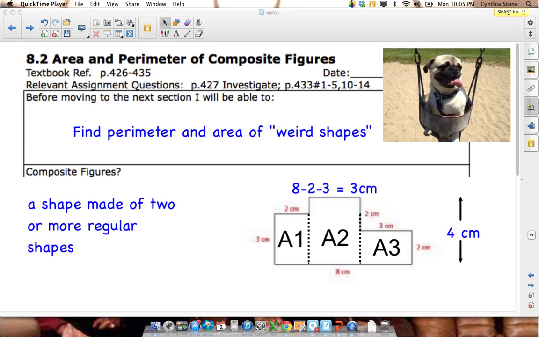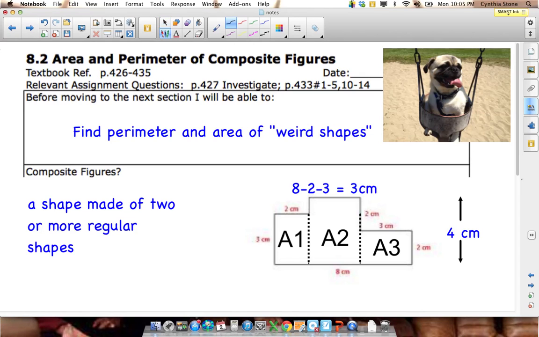Okay, so we're talking about composite figures, and all that means is a shape that's made up of two or more regular shapes. So this, for example, is what I call a composite figure. It's got 3 rectangles. It's made up of 3 rectangles.